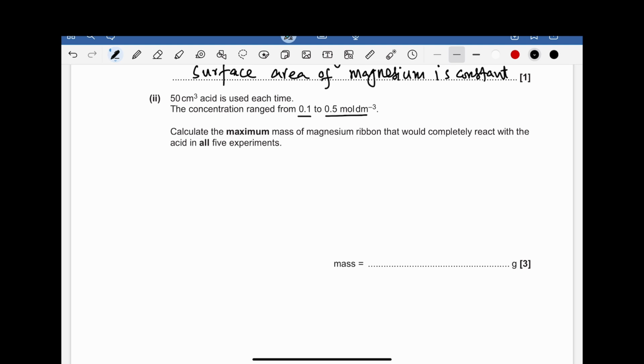We can find out the moles of HCl. So n of HCl will be equal to concentration times volume. For concentration, we can use the lowest one, which is 0.1. Volume is 50 divided by 1000, and if I solve this, that will give me 0.005 moles of HCl.